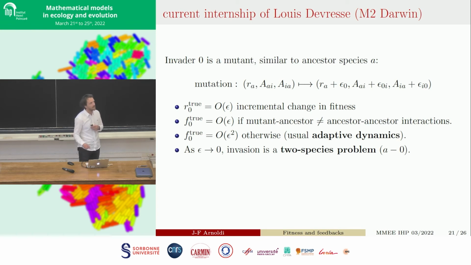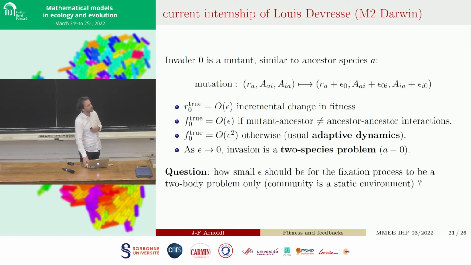But anyway, the point is that if you take epsilon to go to 0, so the effect of mutation will be really small, invasion becomes, regardless of how complex the community, a two-body problem. It's really something that the resident and the mutant have to work out together, and the rest of the community is acting a bit like the fixed scene in which this play is taking place. But the kind of question I'm interested in is how small this epsilon should be for this to be just a two-body problem, for the community to not start to dynamically interfere with the fixation process.